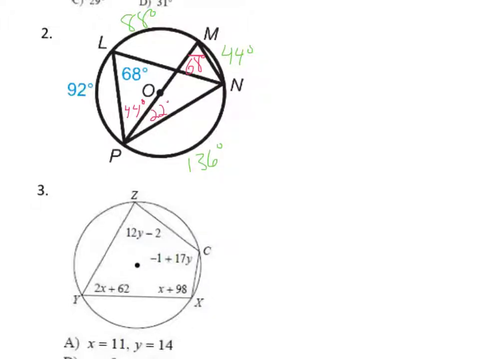And lastly, this one is 92 degrees. So 92 divided by 2 is going to get us this angle. Do that division, you're going to get 46 degrees. And you should see that this angle creates the same exact arc as this angle, so it's also got to be 44 degrees right there. All right, that's all the angles and all the arcs that we can find from that problem.